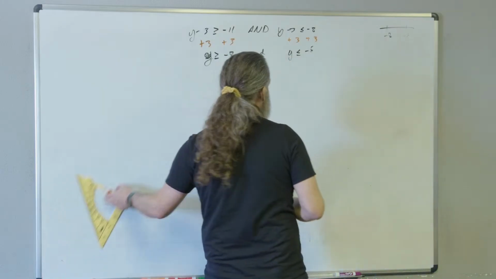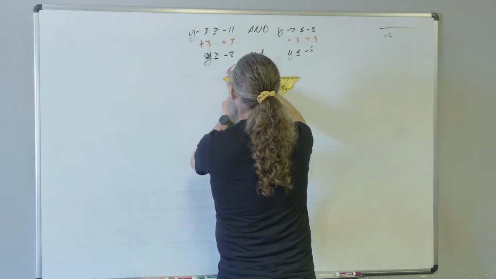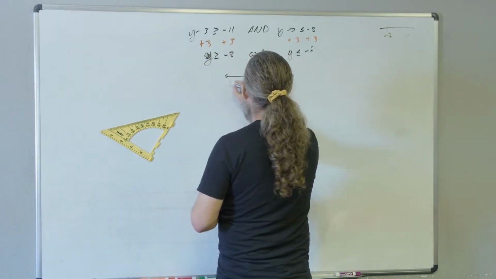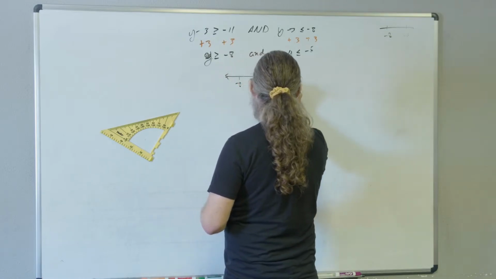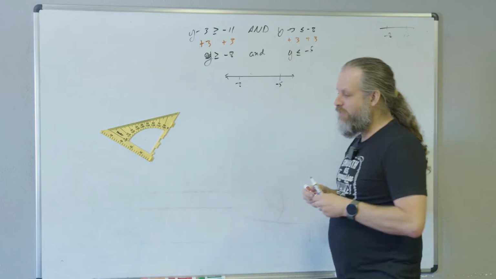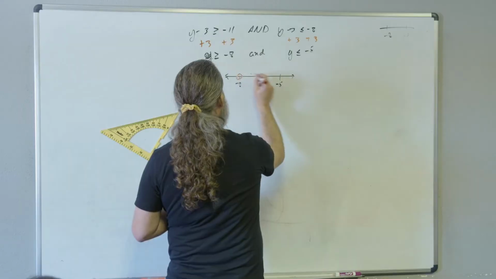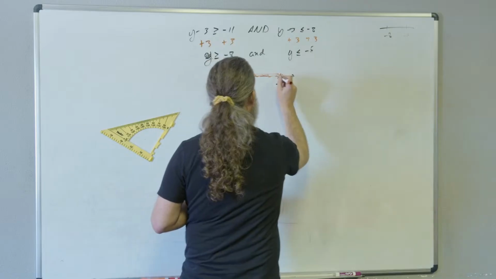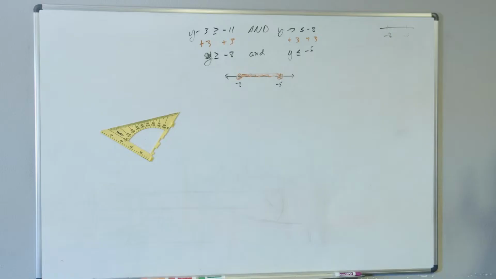So you get out your handy dandy straight edge. You do. And theoretically a calculator. You grab a dot over here at negative 8. And you grab another dot over here at negative 5. We do filled in circles because equal to, right? And we shade in between them. Easy peasy, 1, 2, 3, easy. Let's do another one.